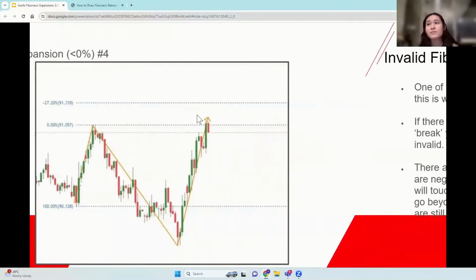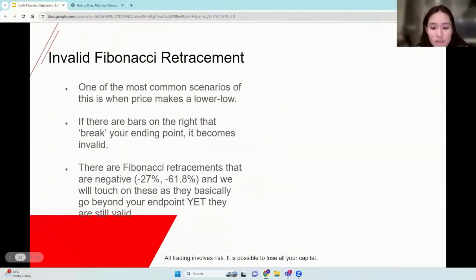A pretty important point over here: what makes an invalid Fibonacci retracement? So this is one of the most common scenarios where we see price making a lower low, assuming that you're drawing the Fibonacci retracement from the top to the bottom. Okay, so it's making a lower low, and there are bars on the right that break your ending point. It then becomes invalid. So there are Fibonacci retracements that are negative, like we've just gone through in the previous slides. So those are valid.